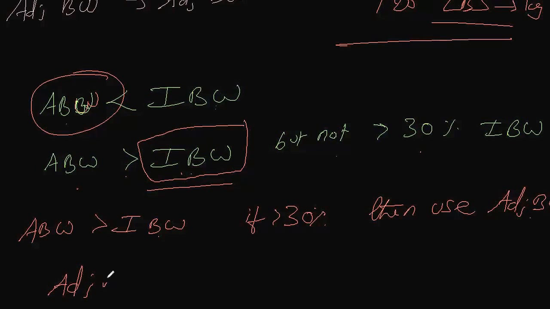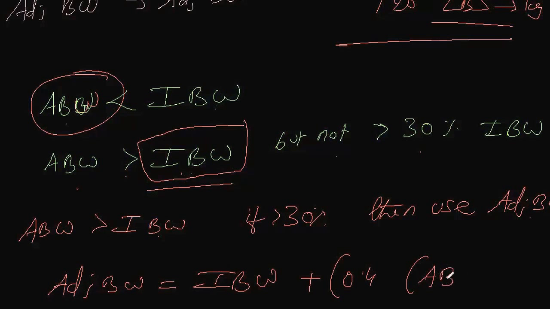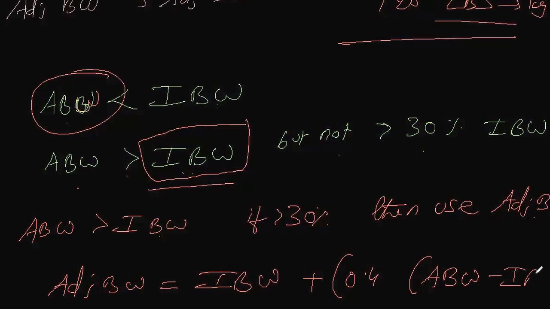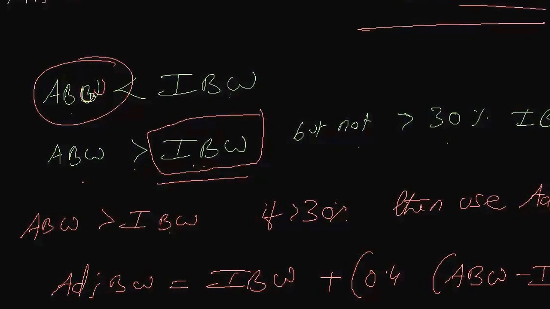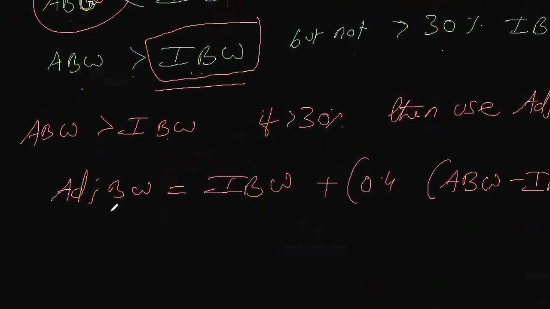The adjusted body weight formula is this: ideal body weight plus 0.4 times (actual body weight minus ideal body weight). So this is the formula for the adjusted body weight. What's the formula for the ideal body weight, by the way? What is the formula for ideal body weight?